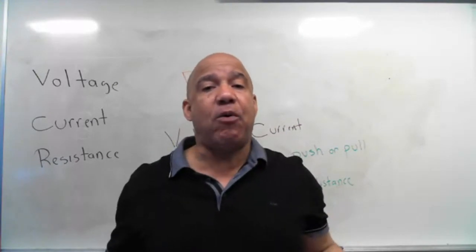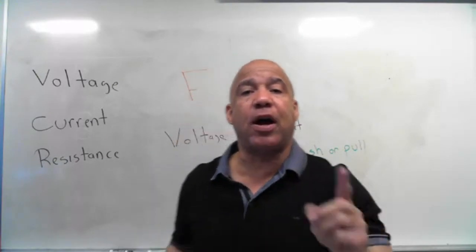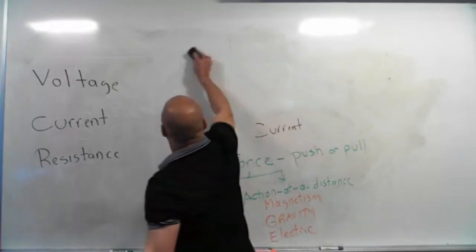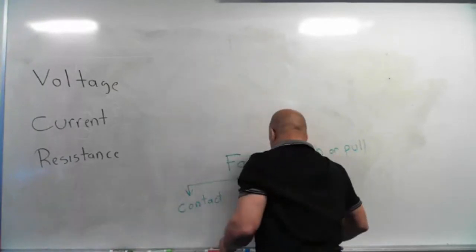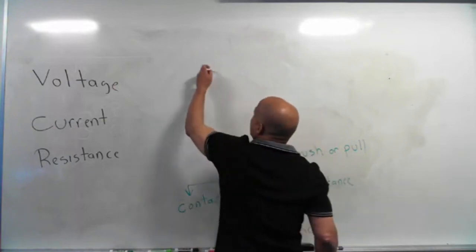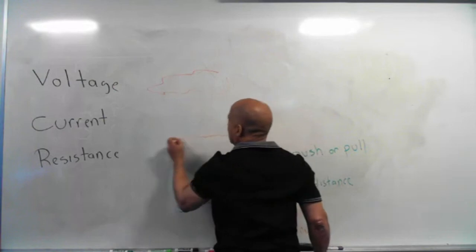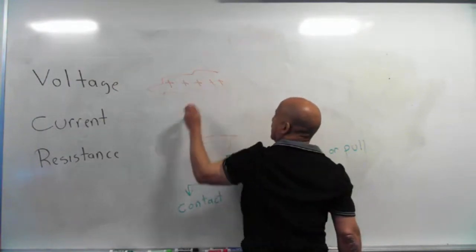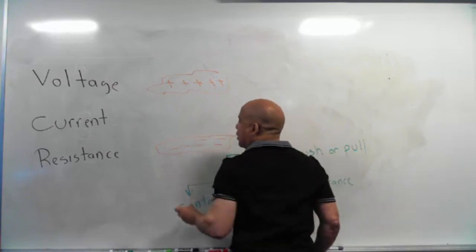So if I want to make current, I start like this. I got to start with a voltage. And all the voltage is charge that's separated. So I take and I separate charge. So here I have some plus charge, and here I have some minus charge.